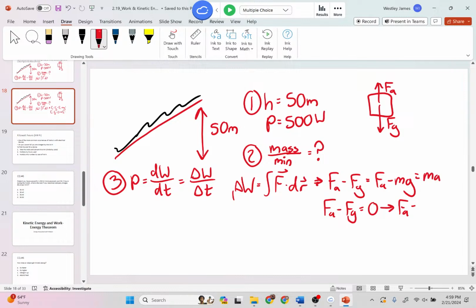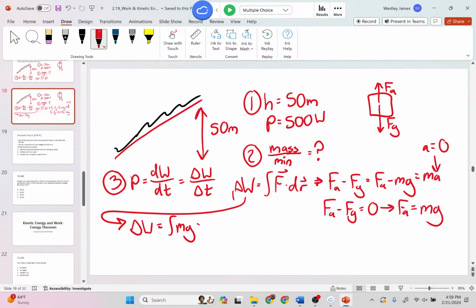So F equals ma, a equals 0, F_a equals mg. Therefore, delta W equals the integral of mg dy equals mgh. How high up we went? 0 to h. Technically, yeah, mgh. Okay. And then we put that in here. It's all coming together.